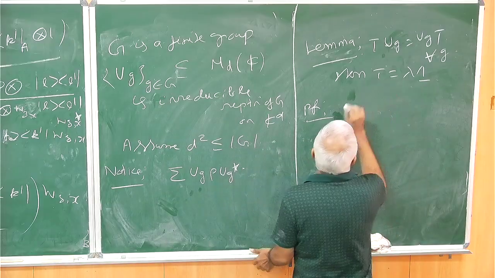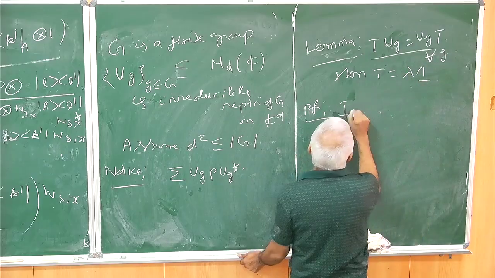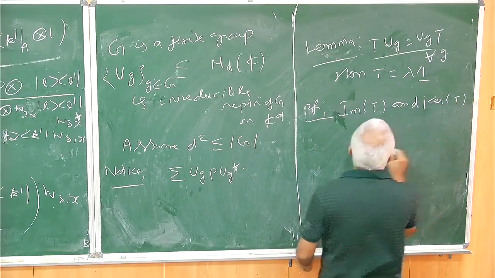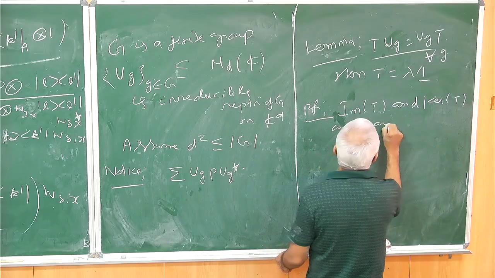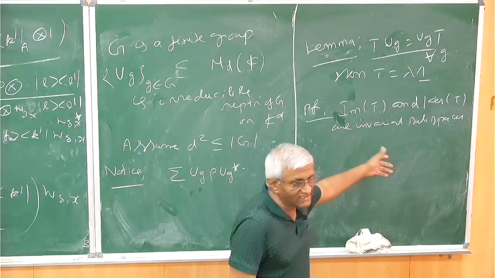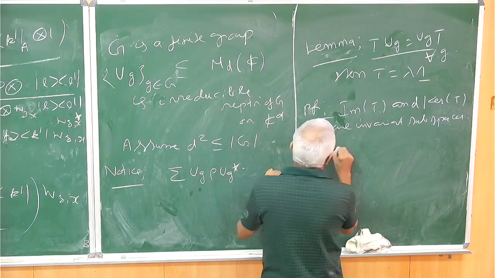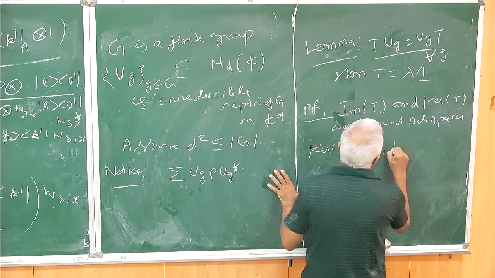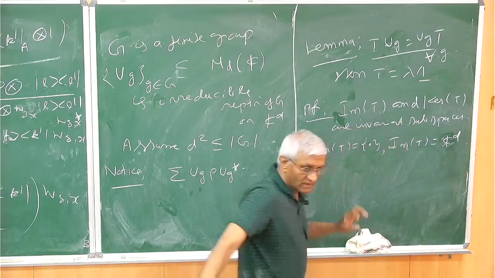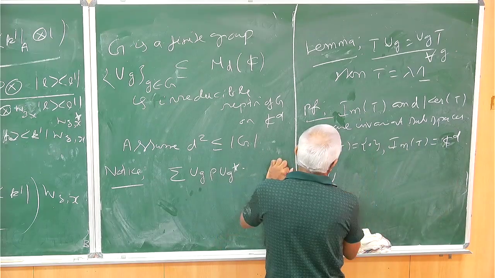Now notice that since T commutes with this, the range of T and the kernel of T are invariant subspaces. If the kernel of T is everything, T is 0, so we don't care about that. So the kernel of T should be 0, and the image of T should be everything, C^d itself, because they are invariant subspaces. That is clear, no?